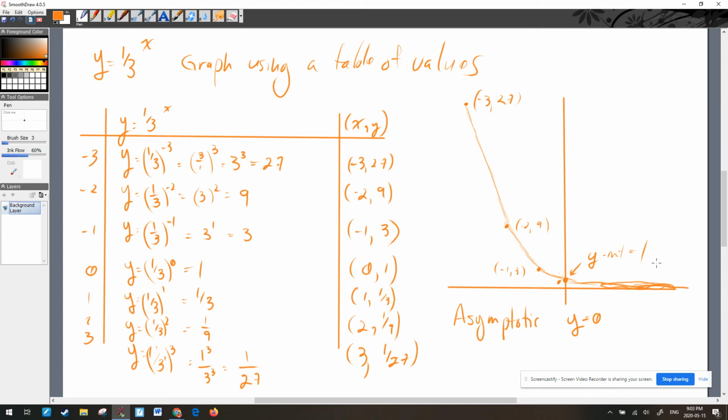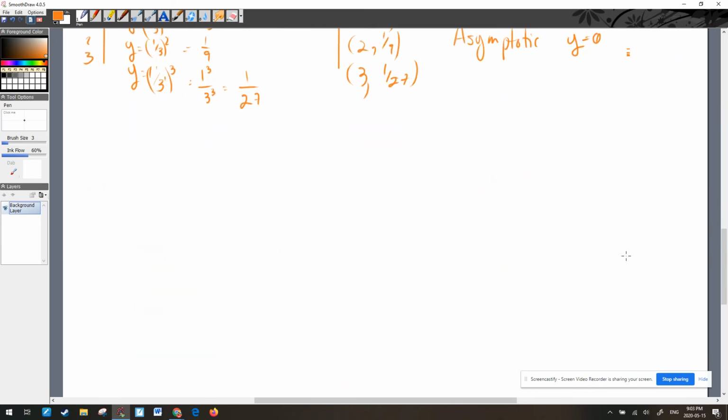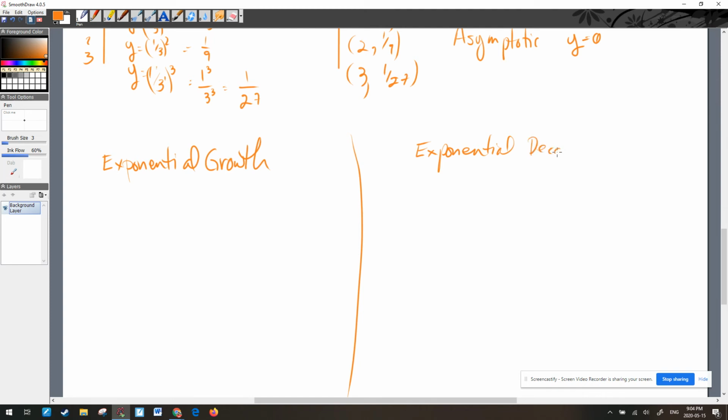Okay, what we have explored here are two different types of exponential equations. The first that we explored is called exponential growth. And the second one that we explored is called exponential decay. And we're going to kind of debrief about these things.